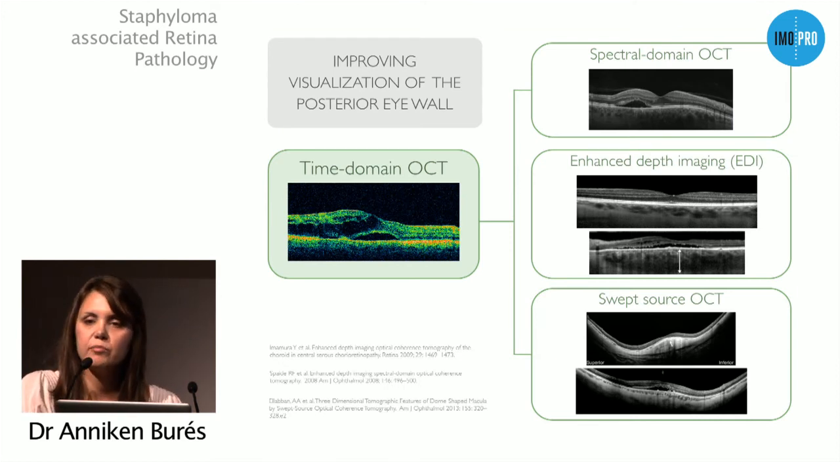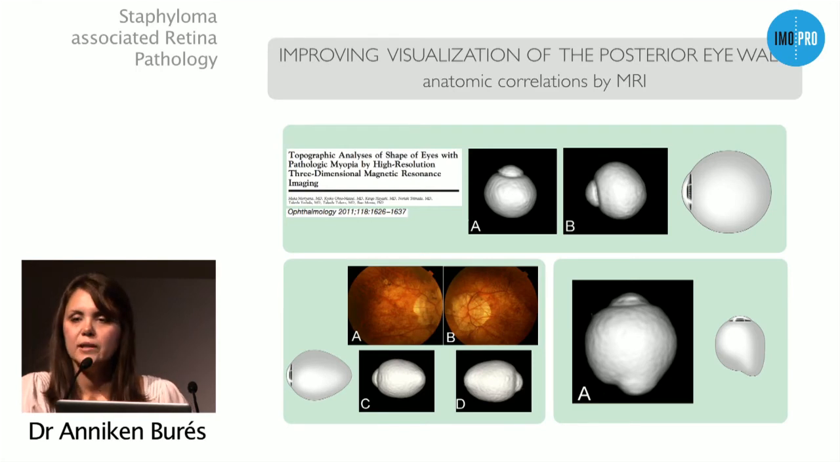So refinement of imaging technology has improved our visualization of the posterior pole. OCT has improved its resolution progressively, and the newer OCTs do not allow us only to see the retina, of course, but also the choroid. But the only way to have a 3D topographic reconstruction of the ocular globe and study these staphylomas is to have a high-resolution MRI, as in this work by Moriyama and colleagues.